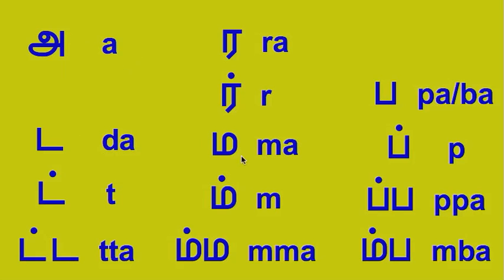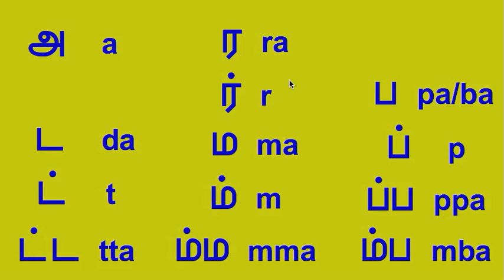Alright, so a quick review of all the letters that we have learned so far. A, da, it. When this da letter follows it, it's ta. Ma, im, ma. Ip, ippa, imba, and pa or ba, depending on where the letter is found in a word. Ra and ir, similar to but not quite like the English R.